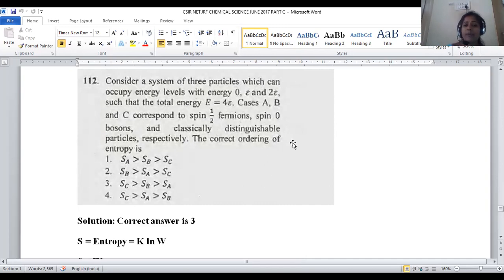The entropy of 3 particles. What are the 3 particles? One is Fermi ion, second is boson, third is classically distinguishable particle. These three, A, B, C, particles are provided. We have to categorize and arrange their entropy order.